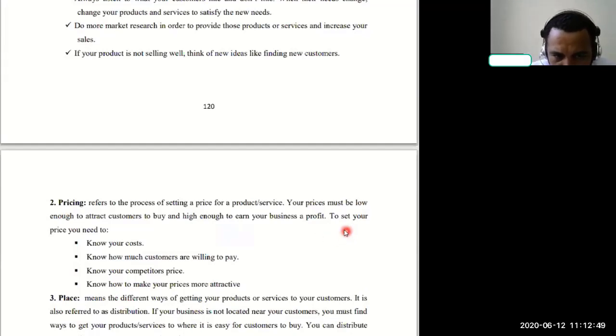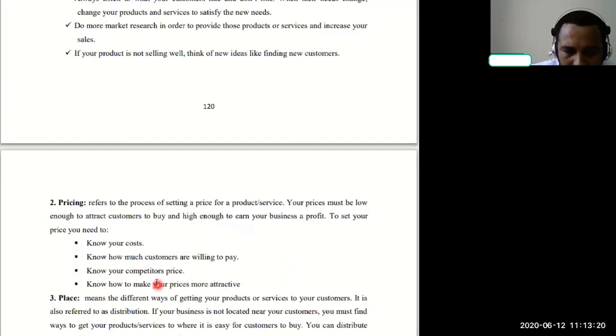In this case, first you have to know the cost of your product. Before we set the price, you have to analyze how much you incur for that product. You have to know the costs. Since the cost is the basis for setting a price, there are different pricing strategies, like the cost-plus strategy. So first you have to know the cost.